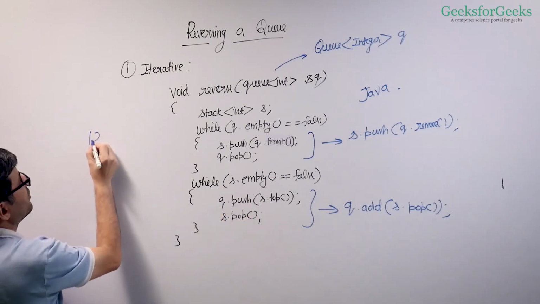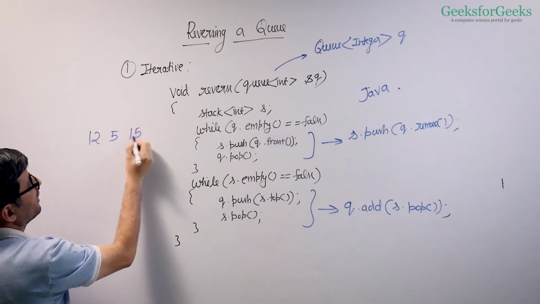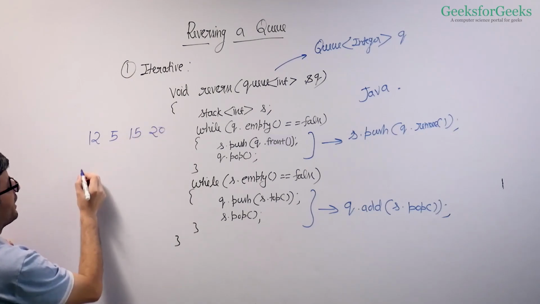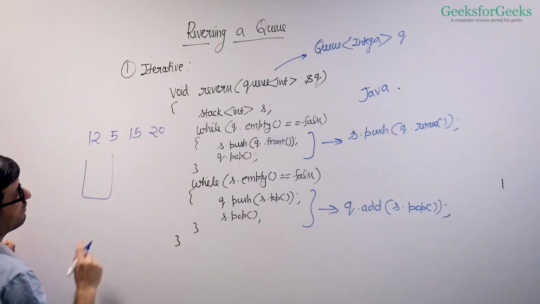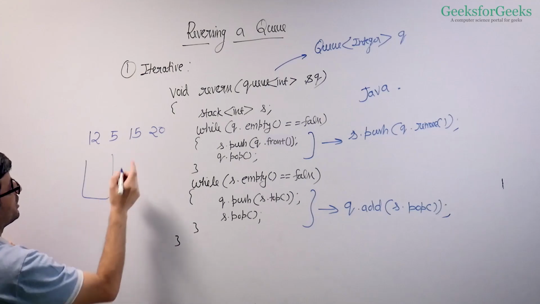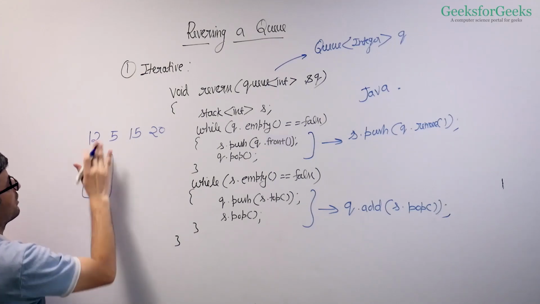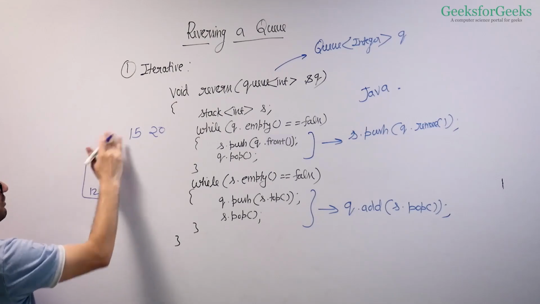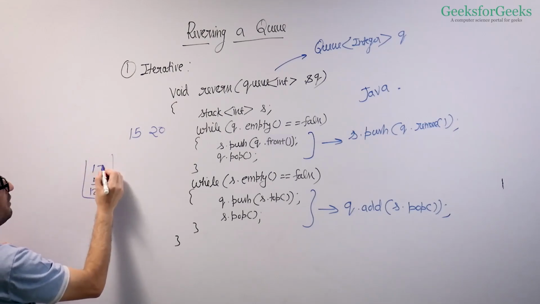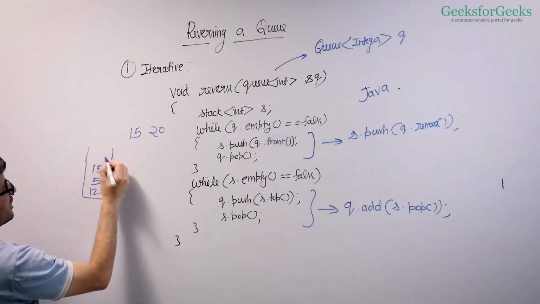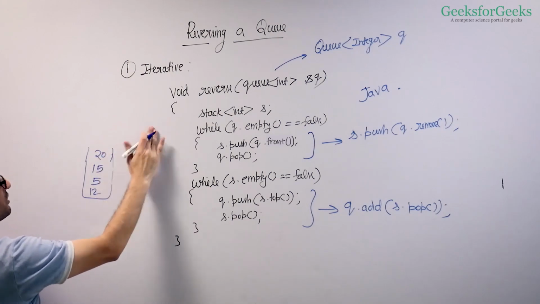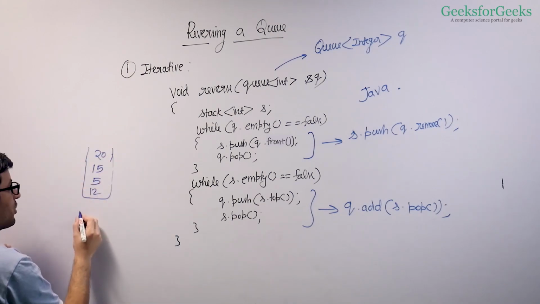Say we have a queue 12, 5, 15, 20. And we create an empty stack. What do we do now? We push all the items of this queue into the stack and remove them from the queue. So this 12 is pushed and removed from the queue. This 5 is pushed and removed from the queue. And 15, and 20. So this is our stack now. Everything is removed from the queue, so the queue is empty.